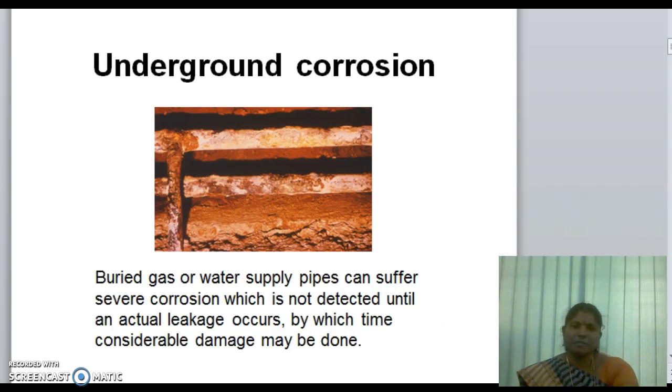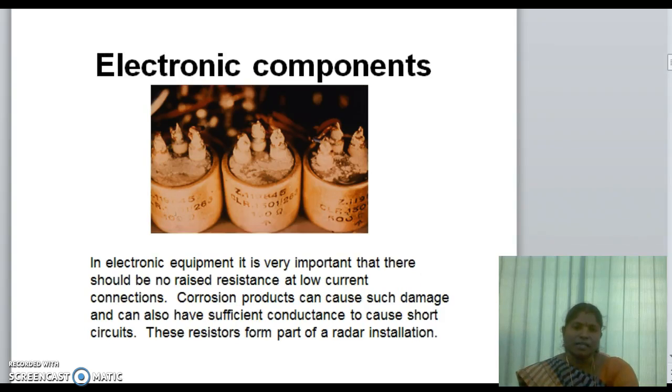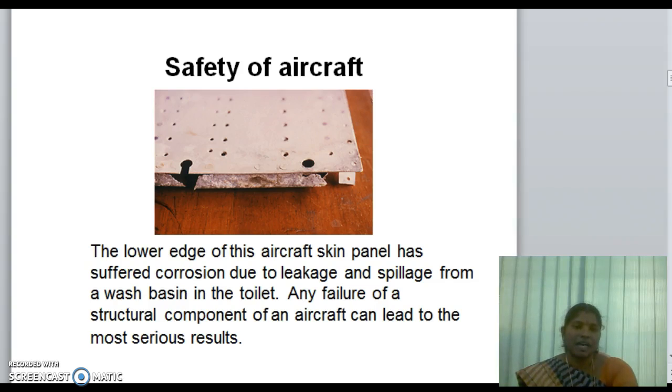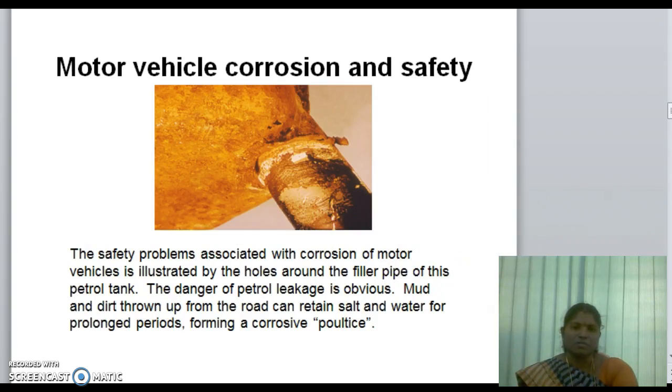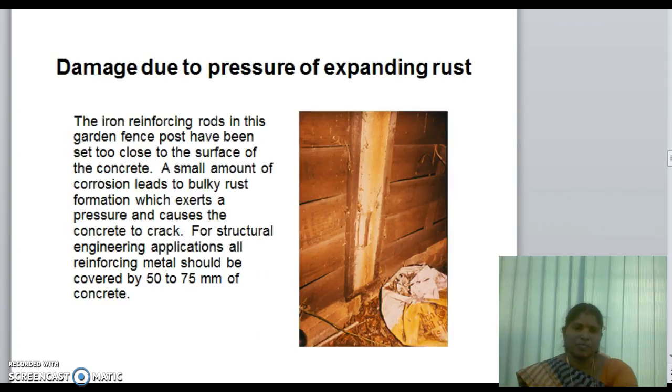Let us see some examples where corrosion happens in some materials or places. This is underground corrosion. Electronic components also undergo corrosion. Safety of aircraft is also a concern, because in aircraft too corrosion takes place, and if this corrosion is not noticed in proper time, it will lead to serious problems. So these are some of the examples of corrosion.